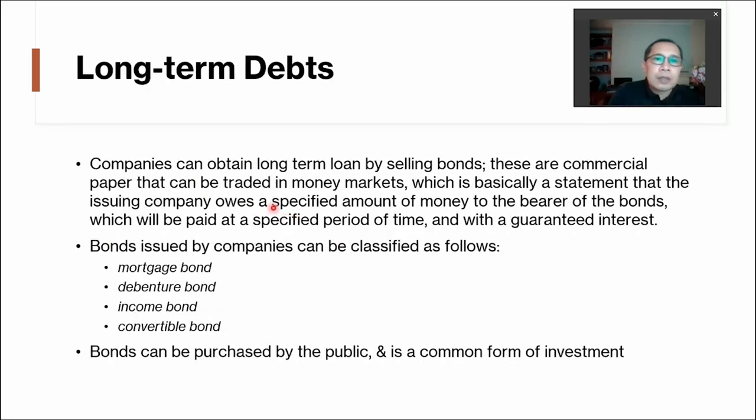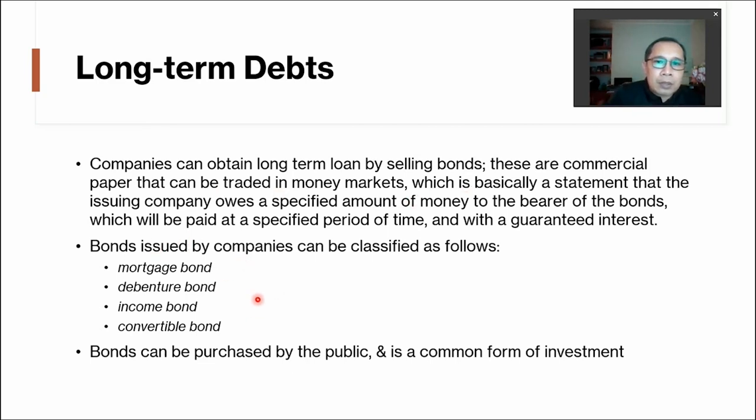Long-term debts. Companies can obtain long-term loans by selling bonds, okay, surat berharga pasar uang, that's the Indonesian name for it, SBPU, surat berharga pasar uang. So these are commercial papers that can be traded in money markets, pasar uang, okay, and bonds are basically statements that the issuing company owes a specified amount of money to the bearer of the bonds, and that debt will be paid at a specified period of time with a guaranteed interest. Okay, so that's what a bond is.